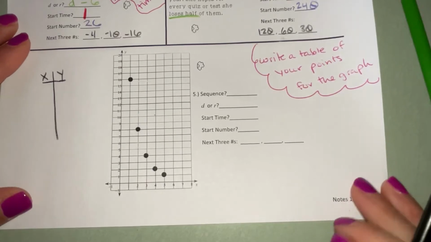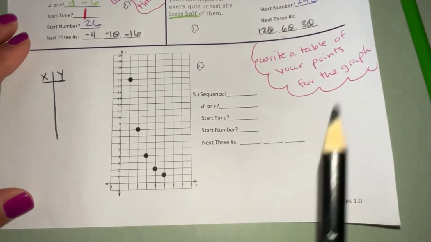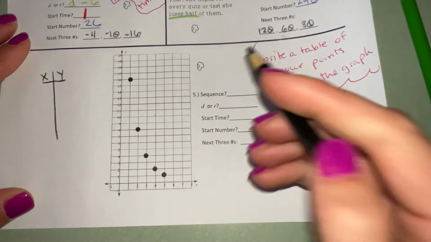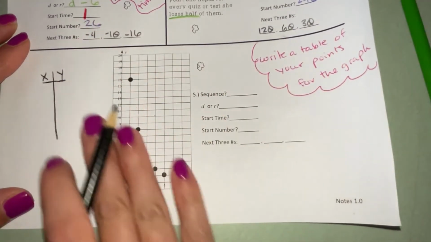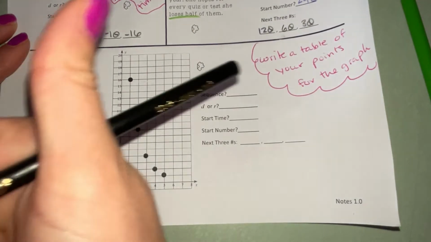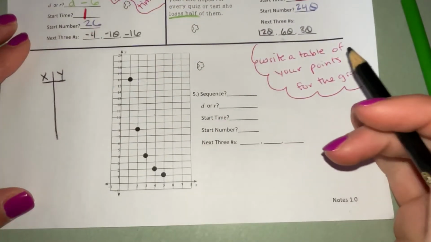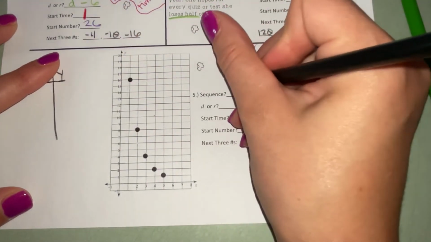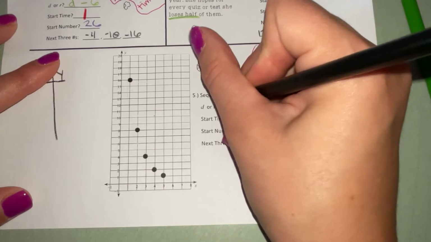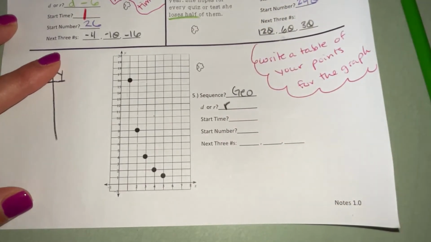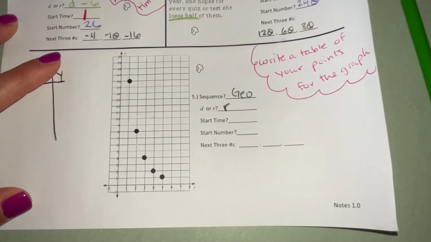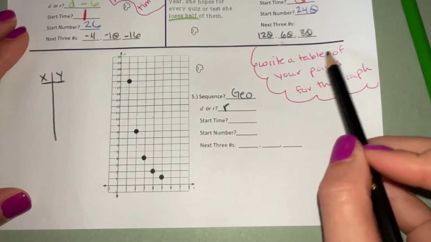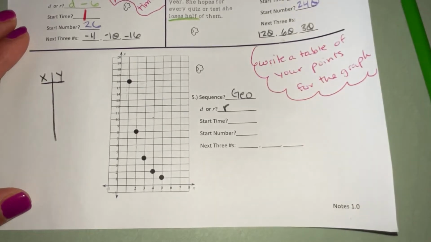All right, the next one here, the last one I'm doing on the video, is a graph. So I can already tell what the sequence is going to be based on how the graph looks, because our options were either a straight line or a curved line from our definitions. This is actually a curved line, so that means it's a geometric sequence, and I know it's going to have a common ratio. I don't know what it is yet, but I'm going to figure it out. So whenever you have a graph, what you want to do is write a table of your points from the graph.